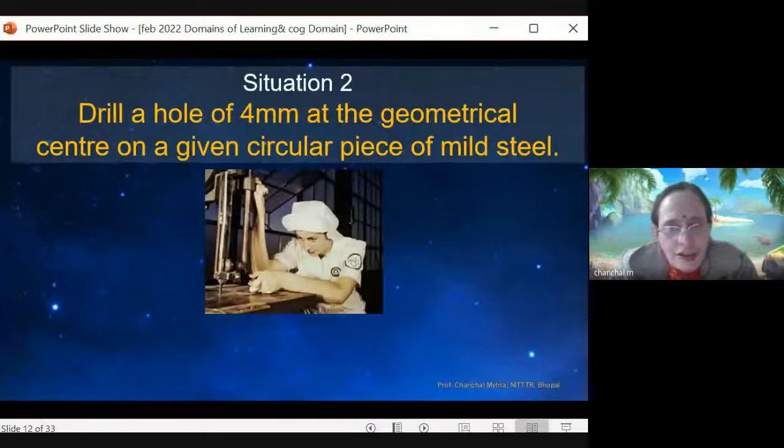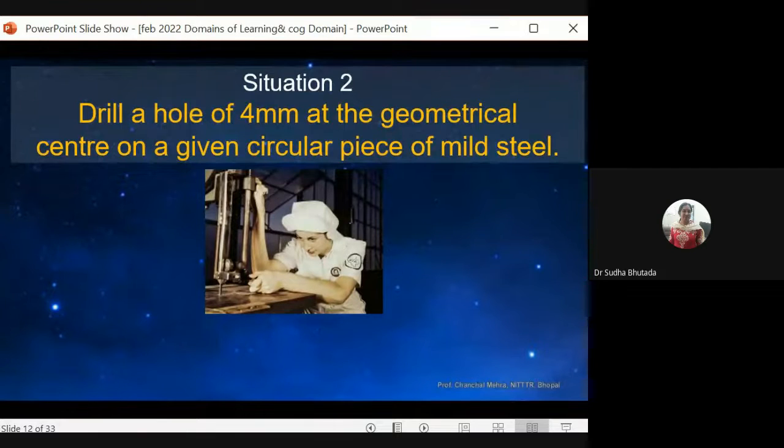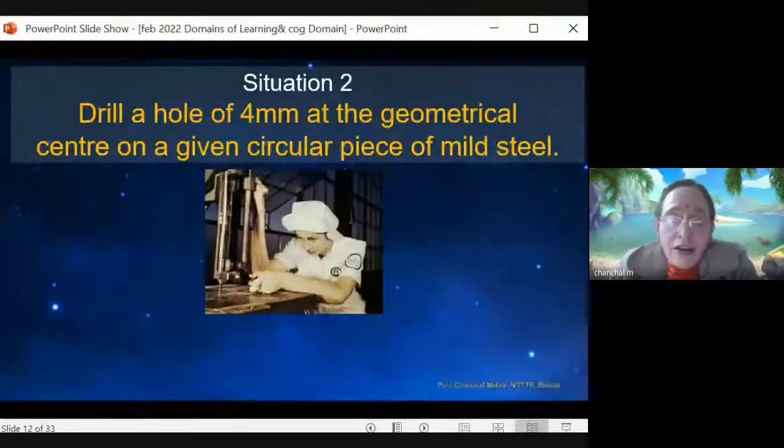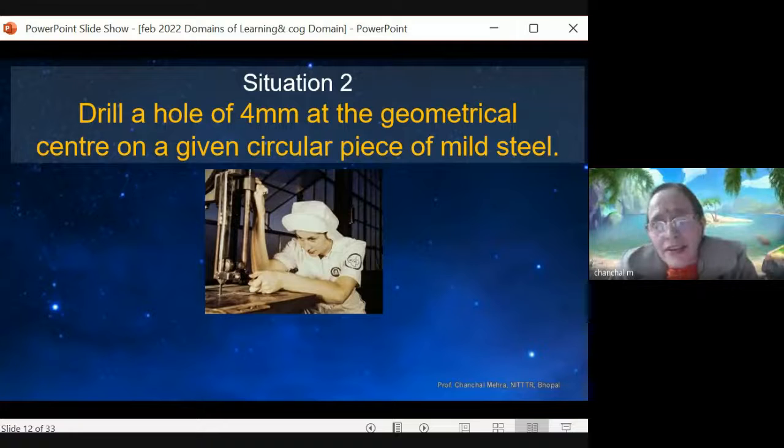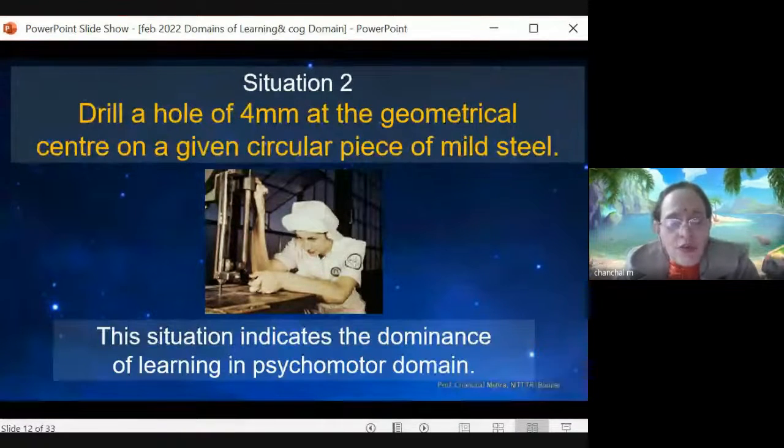Purposely, I have given this particular situation. Again, where is the dominance? What final skill do we actually want to develop? Psychomotor, that is drilling a hole. But for drilling a hole, he must have knowledge about the geometrical center, the shape of the piece, and the characteristics of mild steel. He must have this background knowledge, but the dominance is of drilling a hole of 4 millimeters. So whenever we are categorizing such situations or outcomes in the domains, we have to see where the prominence is, or what is dominant. So this situation indicates the dominance of learning in the psychomotor domain.